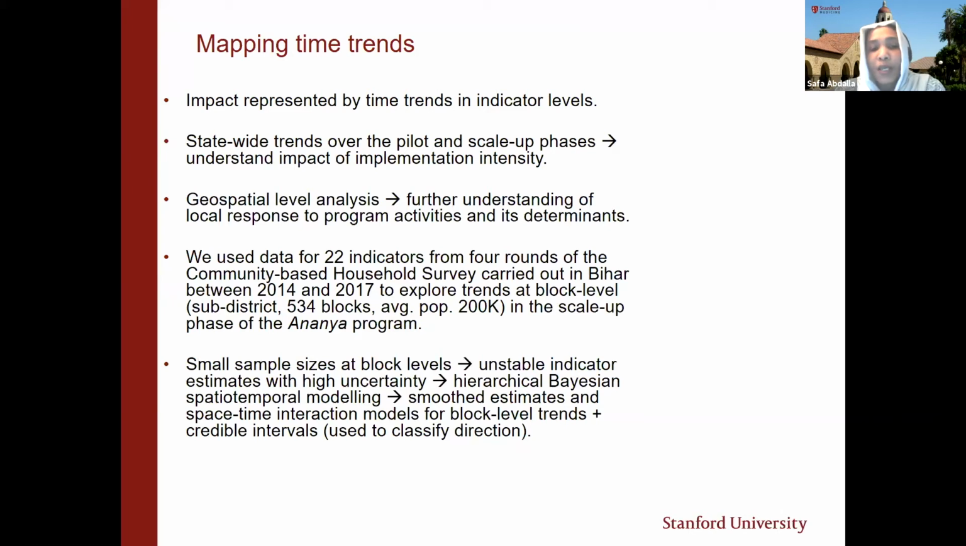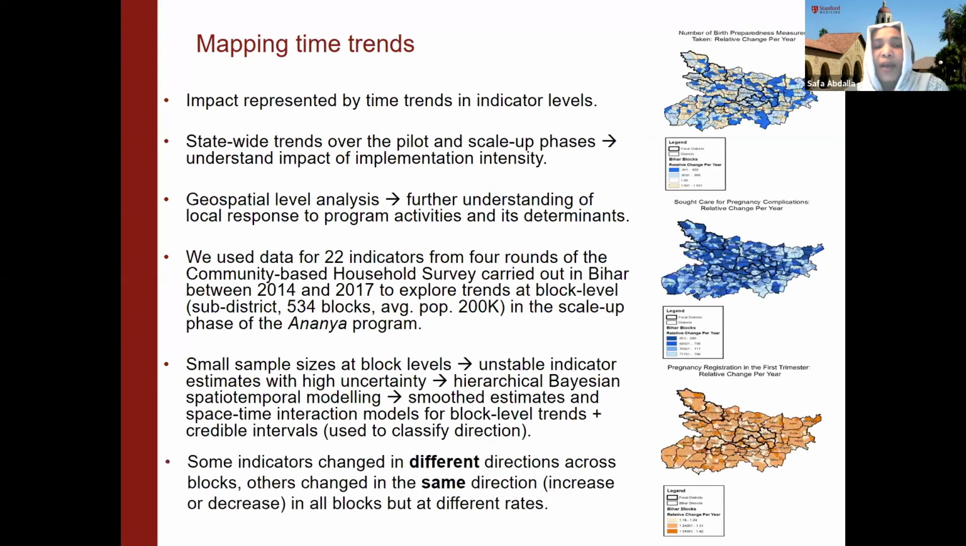So where the 95% credible interval included the null value, we classified that block as a no change block for that specific indicator. And where it did not include the null value, it was either an increase or a decrease in trend. And so we found that for some indicators, there was a change in different directions across blocks during the scale-up phase. So some blocks experienced an increase, others experienced a decrease, others there was no change. While for some other indicators, the change was in the same direction for all blocks, so either increasing in all blocks or decreasing in all blocks, but at different rates.